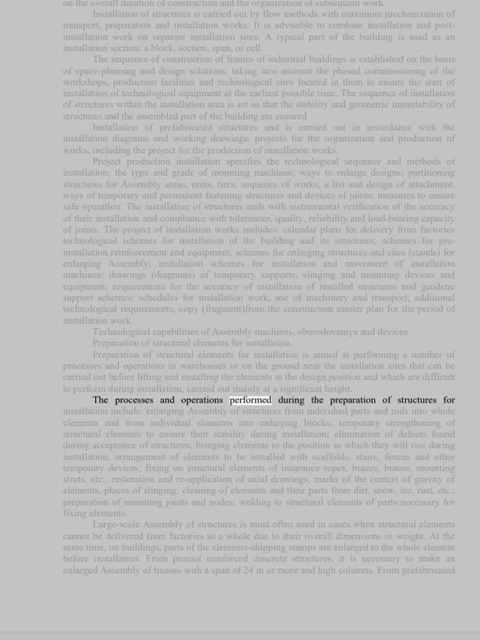The processes and operations performed during the preparation of structures for installation include enlarging assembly of structures from individual parts and rods into whole elements, and from individual elements into enlarging blocks, temporary strengthening of structural elements to ensure their stability during installation, elimination of defects found during acceptance of structures, bringing elements to the position in which they will rise during installation, arrangement of elements to be installed with scaffolds, stairs, fences and other temporary devices, fixing on structural elements of insurance ropes, braces, mounting struts, etc., restoration and reapplication of axial drawings, marks of the centers of gravity of elements, places of slinging, cleaning of elements and their parts from dirt, snow, ice, rust, etc. Preparation of mounting joints and nodes, welding to structural elements of parts necessary for fixing elements.